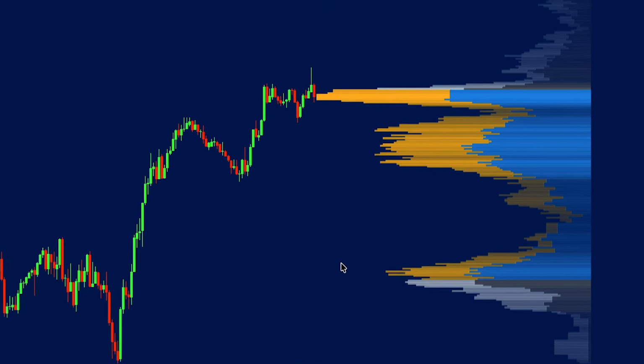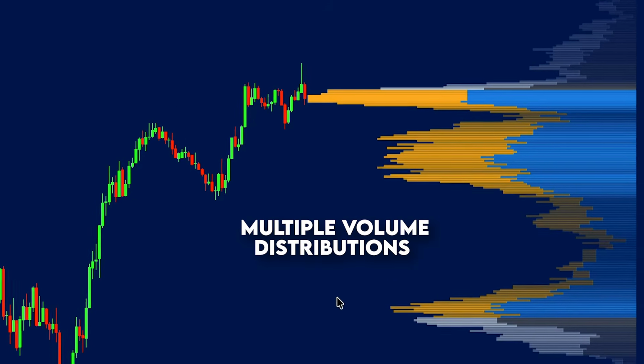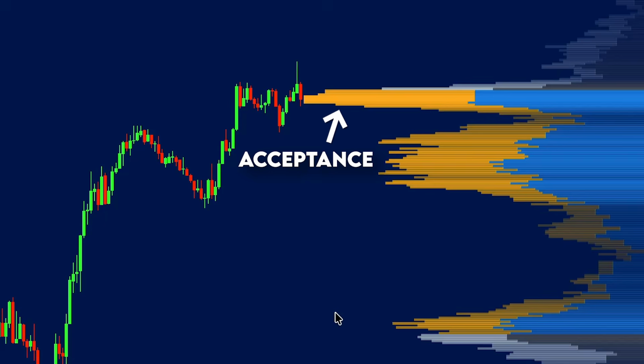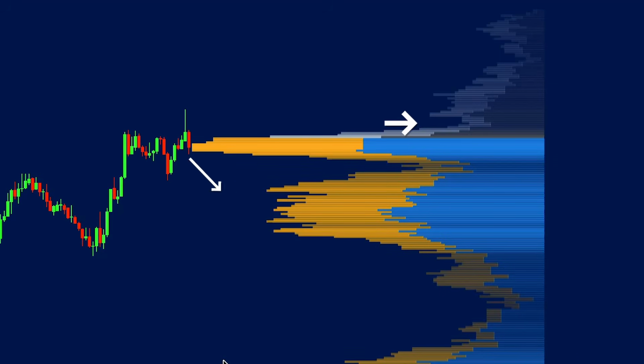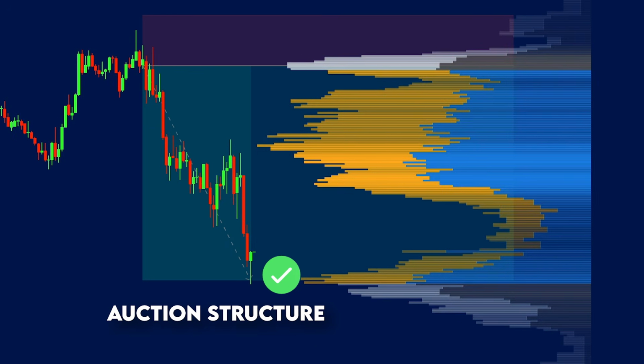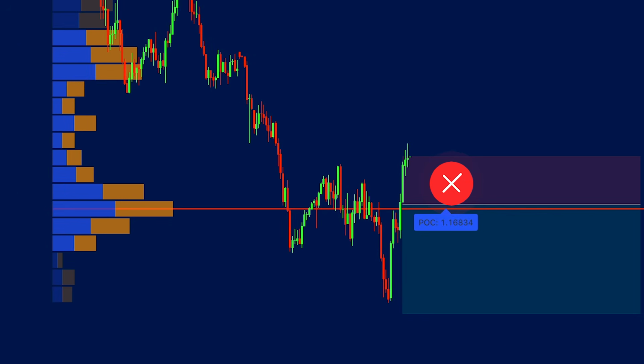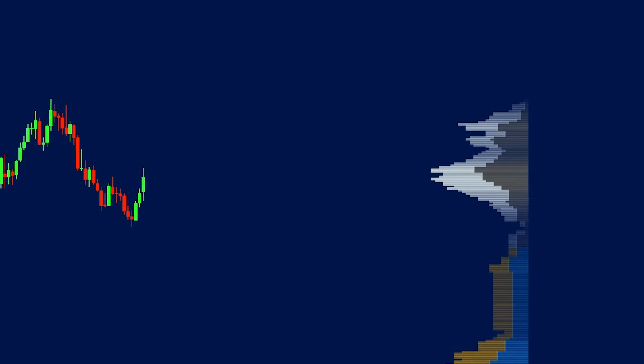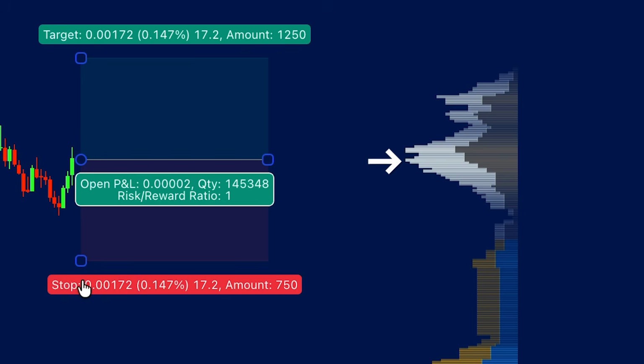Right here is a tool that exposes multiple volume distributions at once, revealing where acceptance truly formed, where participation shifted, and where price is most vulnerable to rotation. Not levels, not lines, auction structure. Today, I'll show you why most traders misuse volume profile, how this indicator exposes institutional behavior, and how to trade from areas where real decisions were made.